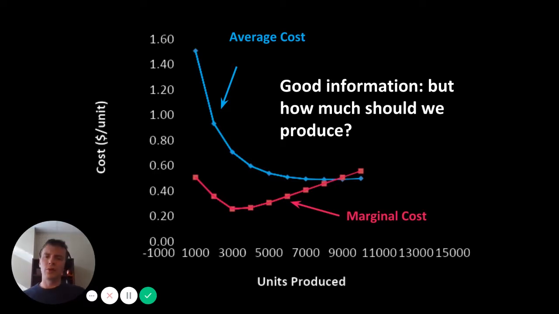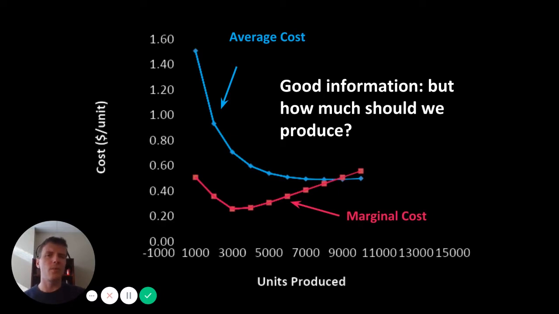So this is all good information to have. We have at this point a complete sense of what the production cost structure is for this plant or this factory, whatever it is it's producing. We know what its fixed costs are. We know what its variable costs are. We were able to use that information to calculate total costs, as well as average and marginal costs.